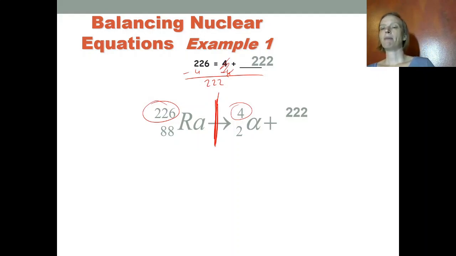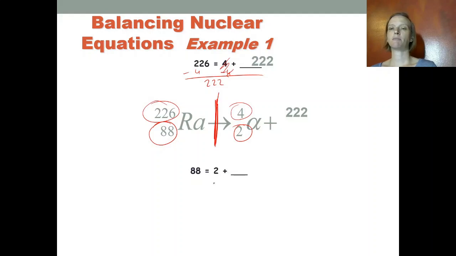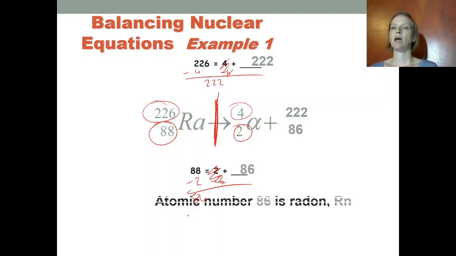Okay, so I know that the mass of my missing component is 222. Now I need to find the missing atomic number. So I have 88 on the left side, 2 on the right side. So 88 equals 2 plus some number. Again, I can subtract 2 from both sides of the equation, and I'm going to get 86. 86 is my missing atomic number. But when I look up 86 on the periodic table, I see that I have radon. Radon is my missing element, so I type in the abbreviation for radon, Rn.